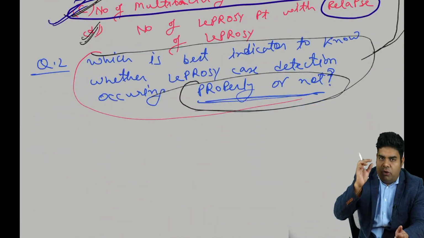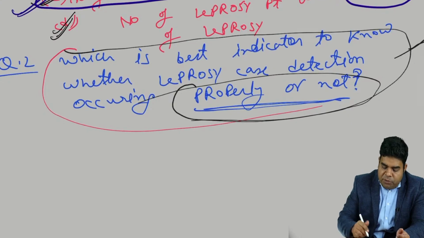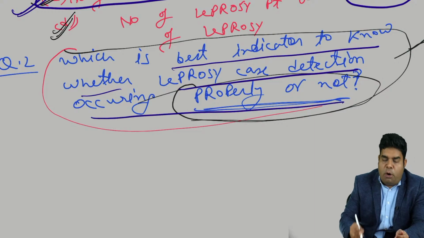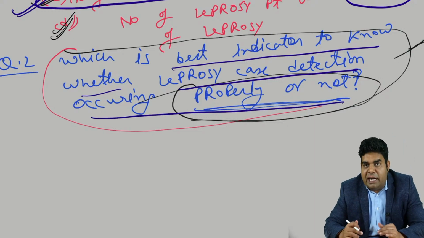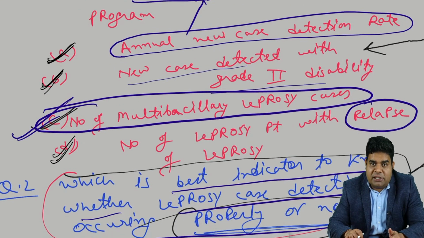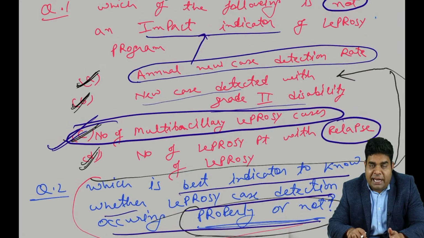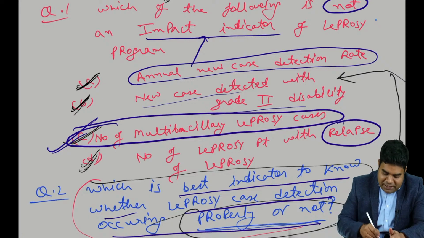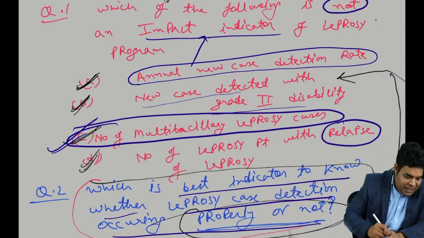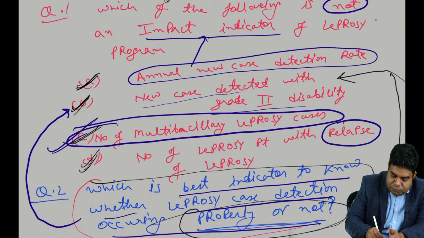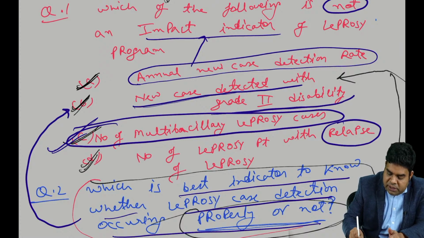Now the second very good question which came from the same 4 options is that if I want to know whether leprosy case detection is occurring properly or not, people are detecting it properly or not, out of the above 4 indicators, which one will be best to use to know whether leprosy case detection is occurring on time or not? So the best indicator will be, what do you think? What is the answer? The best indicator will be, yes, Meenakshi Haridas and Irfan Alam is correct in answering. Best indicator is new case detected with grade 2 disability.